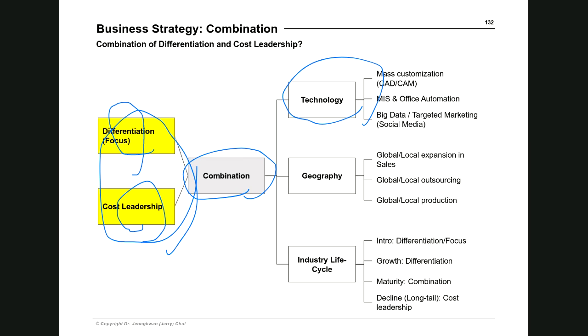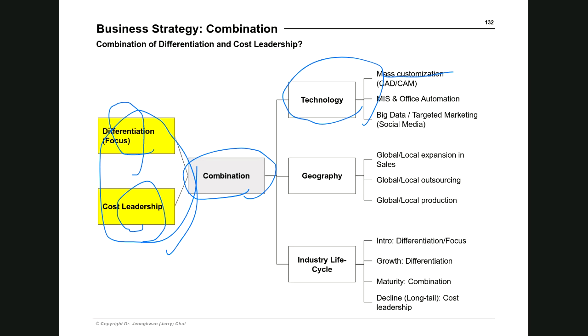So, mass customization. Have you ever heard about mass customization? Mass production plus customization. Mass production is to reduce the cost. The bigger, the better. The more, the better. Cost leadership. However, we need to be able to customize according to the differentiated user demand. Is it possible? Yes, that's possible, when we use technology.